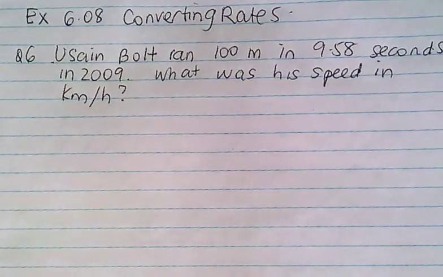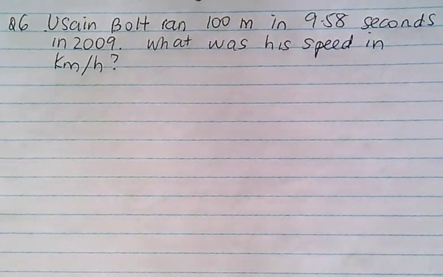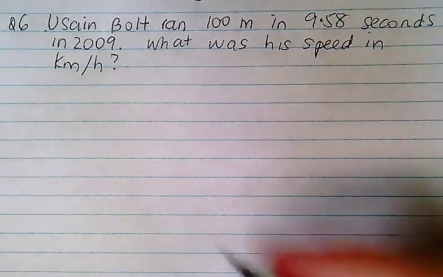Okay, this is a continuation from exercise 6.08, converting rates. Just some worded problems. Question 6, Usain Bolt ran 100 metres in 9.58 seconds in 2009. What was his speed in kilometres per hour? I'm going to do this question in two ways.